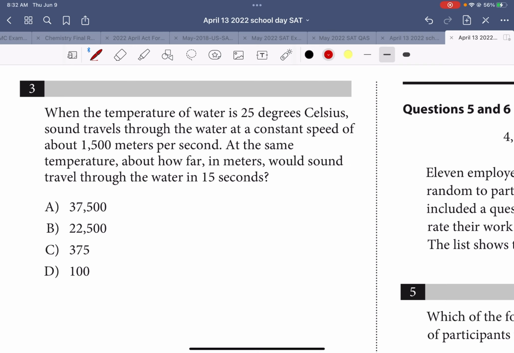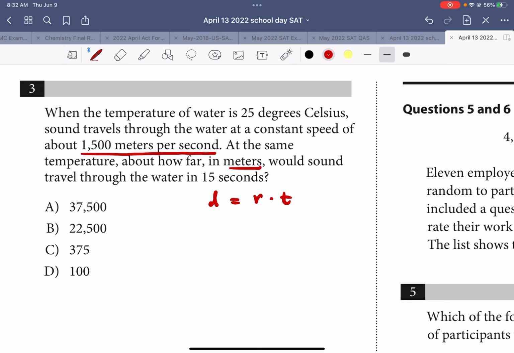Number 3. When the temperature of the water is at 25 degrees Celsius, sound travels through the water at a constant speed of about 1,500 meters per second. At the same temperature, about how far in meters would the sound travel through the water in 15 seconds? So they ask for meters, the distance. So distance is rate times time.